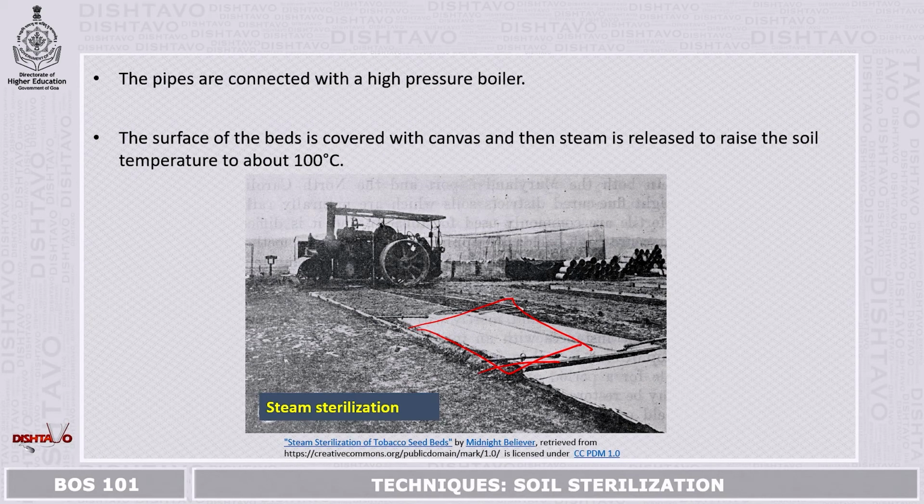The surface of the bed is covered with the canvas, and then steam is released to raise the soil temperature to about 100 degrees. Here the beds are made first and the canvas is placed on top of the soil. And the high-pressure boiler is connected to pipes. So this will actually sterilize the soil, and it is called steam sterilization because steam is used.